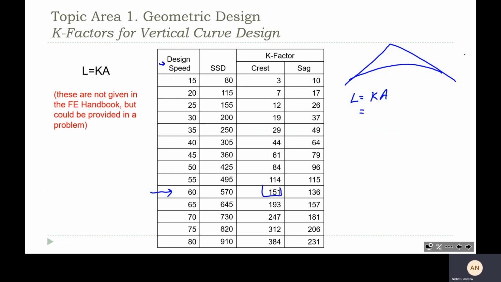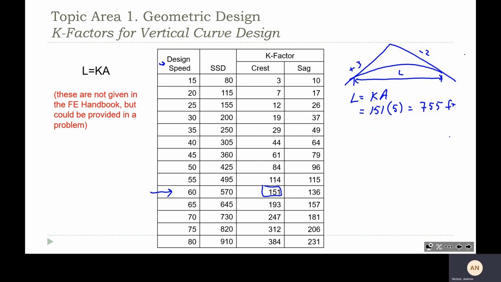So for a crest curve, we know K is equal to 151. And then A is that same algebraic difference that we were looking at yesterday. So if we had +3 and -2, that would be an algebraic difference of 5. So we just take 151 times 5. And what is that? 755. So that would give us a crest vertical curve length of 755. And again, that's measured in the horizontal plane.